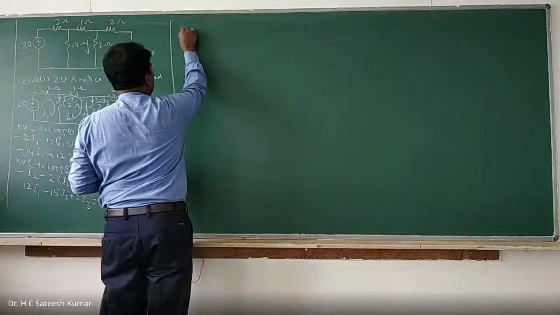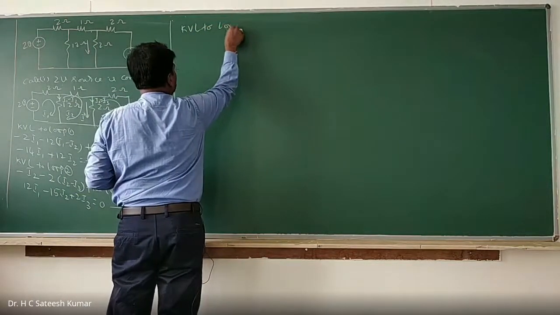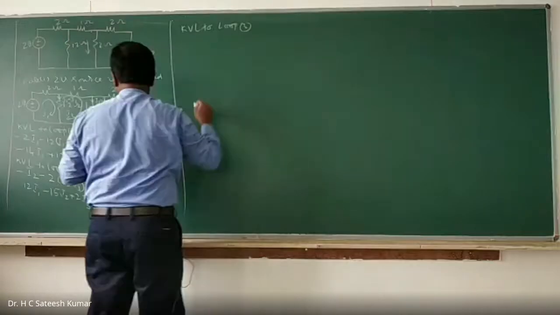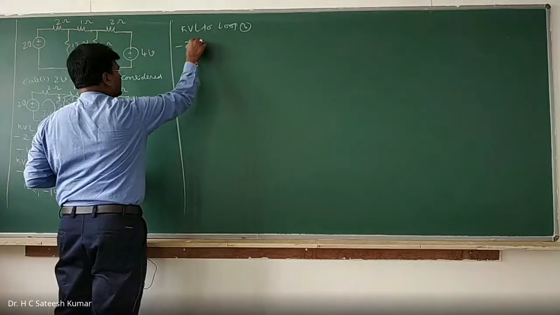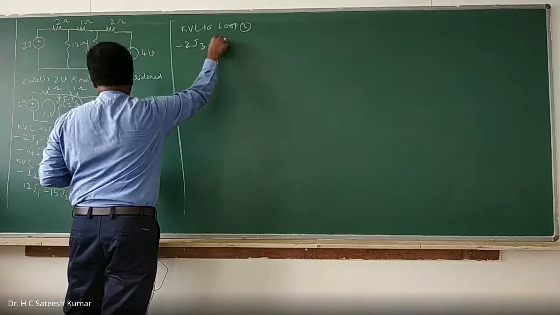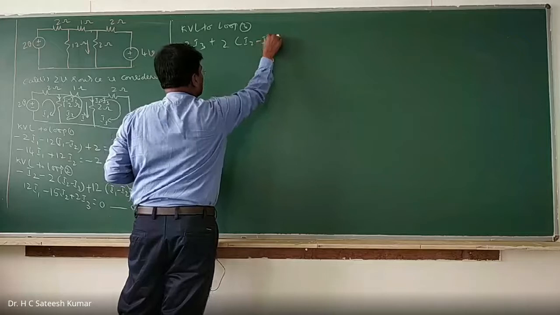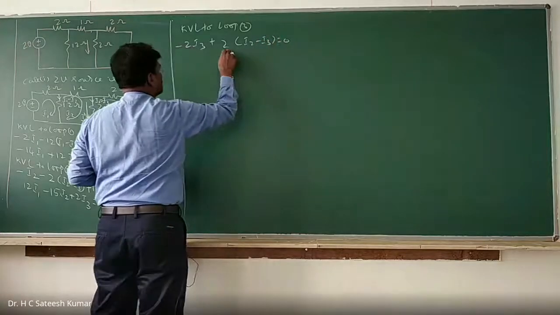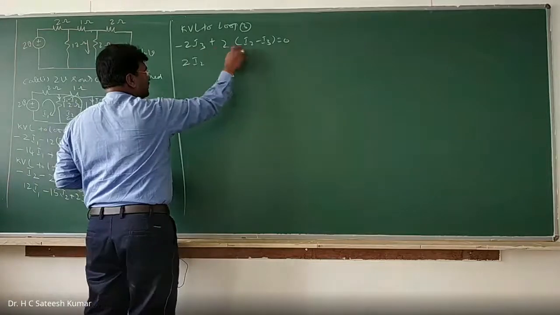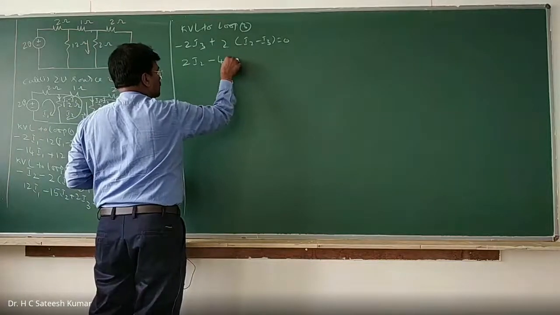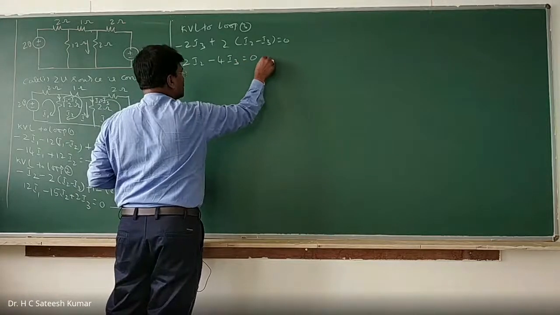Next, KVL to loop 3. Start from this point. Minus 2 I3 plus 2 into (I2 minus I3) is equal to 0. 2 I2 minus 2 I3 minus 2 I3, that is 2 I2 minus 4 I3 is equal to 0. Call this equation number 3.